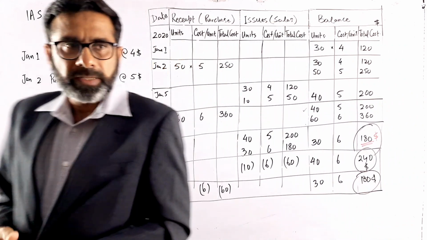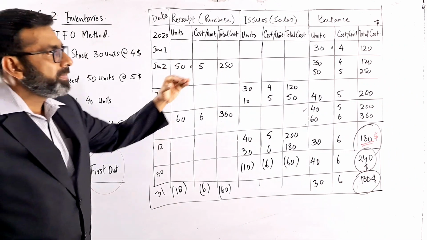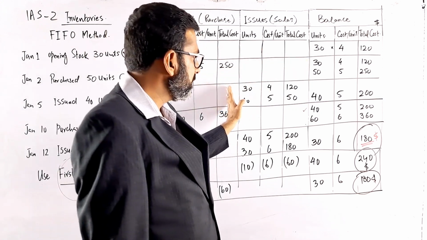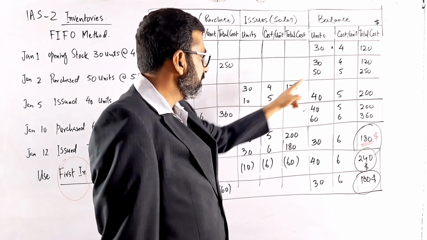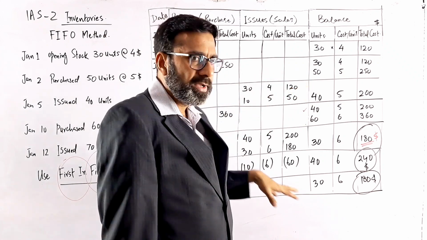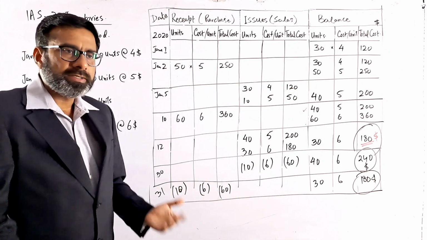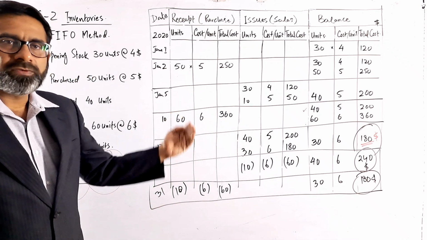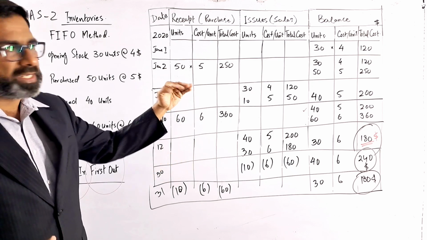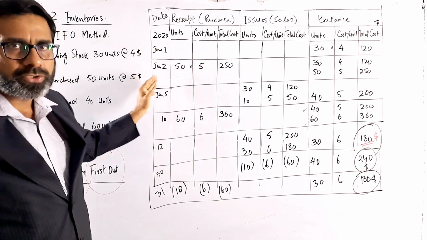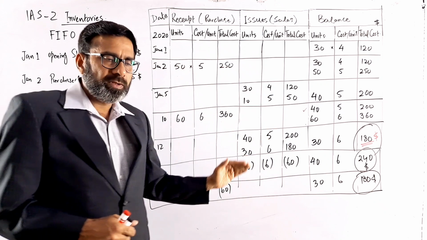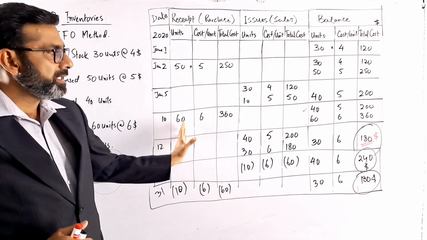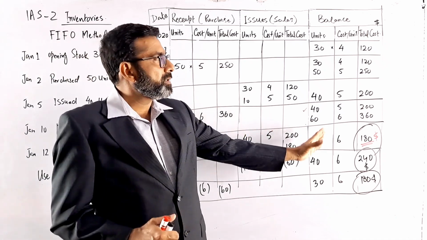This is the basic concept of first in, first out: the unit which we received first will be issued first. So from this 30, then from this 50, 10, and in the same way. Whatever units you received first, for example 5 days back or 10 days back, the 10 days back will be issued first. The earliest purchase will be issued first, and then the balance will be in the same way. This is how we calculate the receipts, the issues, and also the balance.